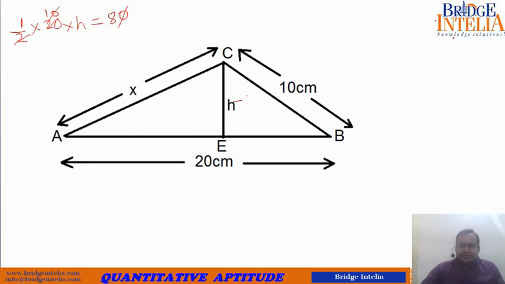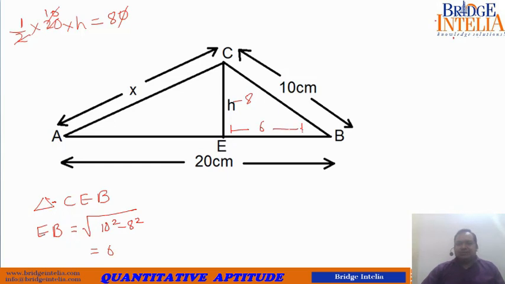So if this is 8, then in triangle CEB, you already know that h is equal to 8. So EB can be calculated. Let's calculate EB first. EB comes out to be under root of 10 square minus 8 square. So this is equal to 6. So this much is equal to 6. Out of 20, this portion is 6. That means this must be equal to 14.